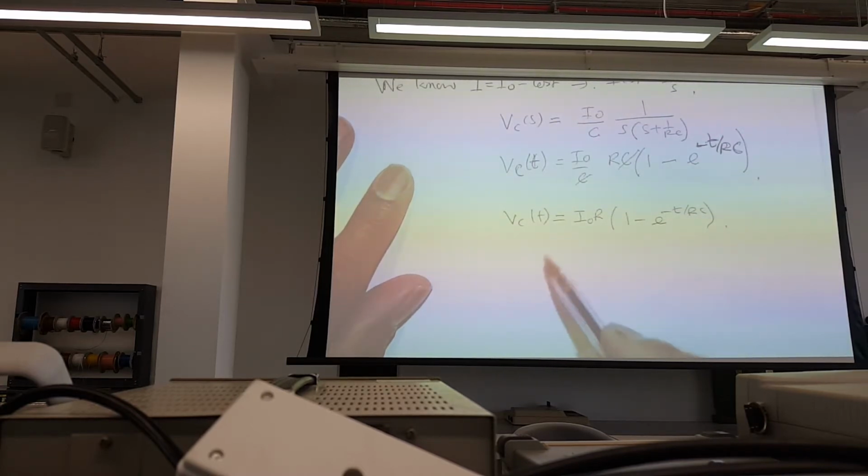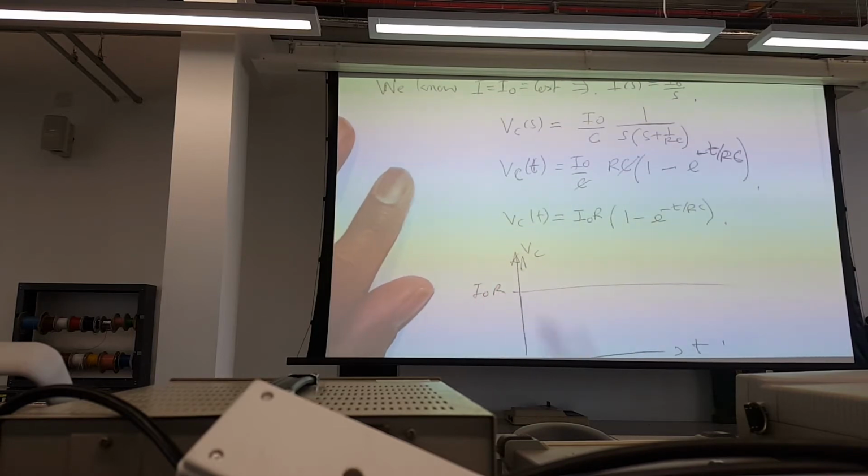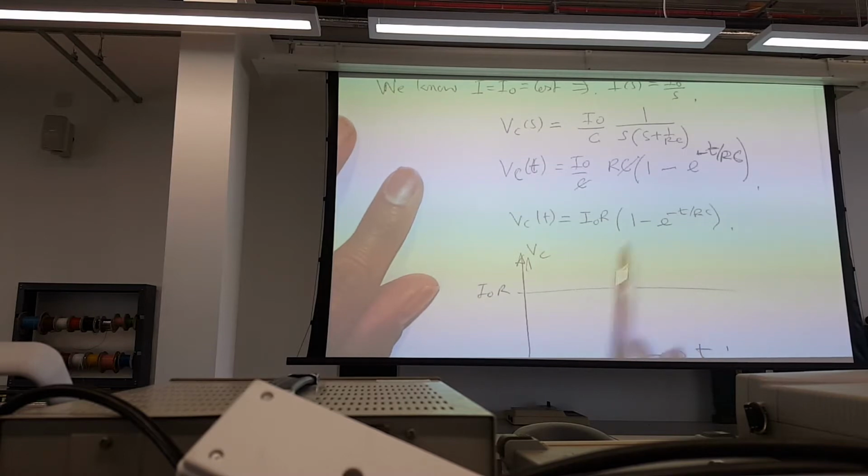So if you were to plot this now, Vc versus t, well, that's I naught R times 1, which is just I naught R, at time t equals 0. Anything to the power naught is 1. 1 minus 1 is 0, so it does this.